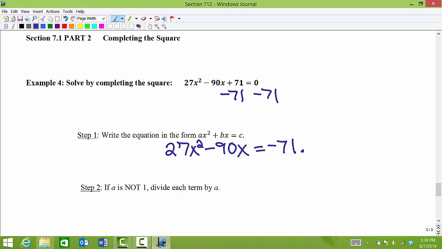And now we have our x terms on one side and a number on the other. Now the same thing happens as last time. We want to make whatever is in front of our x squared term a positive 1. If it's not 1, then I need to divide by exactly what's sitting in front of my x squared term.